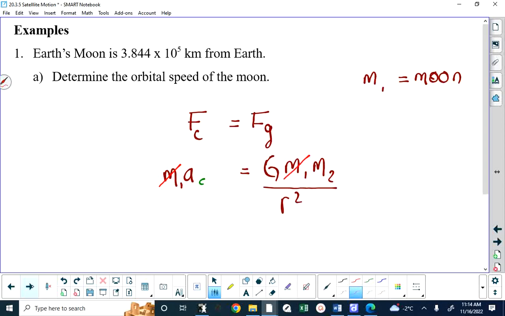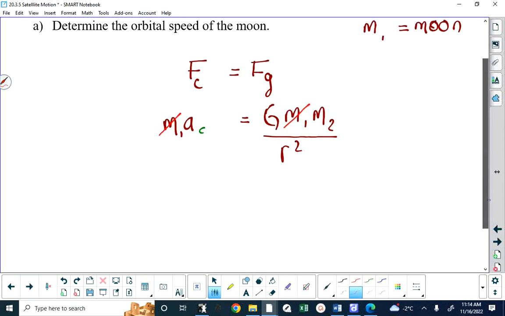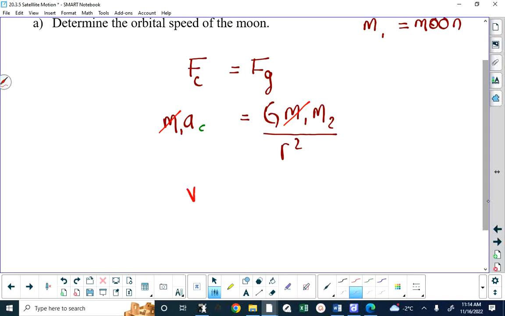Let's continue with our equation building. Let's not put in any numbers yet. Centripetal acceleration is v squared over r. So we end up with this. I regret not labeling these masses to begin with, but I just wasn't thinking. M2 is the mass of the Earth. So now I have v squared over r equals g, mass of the Earth over r squared.